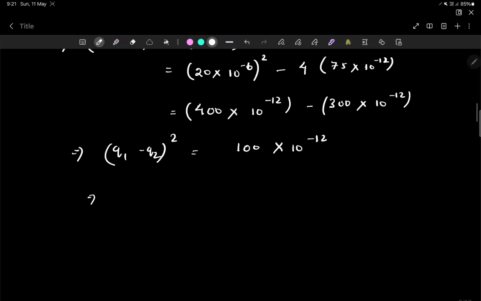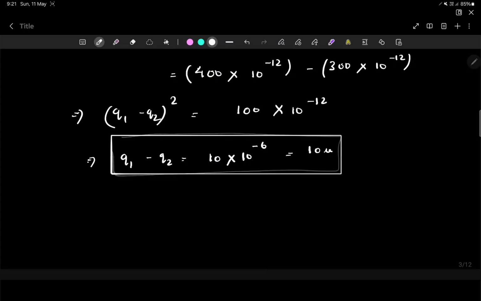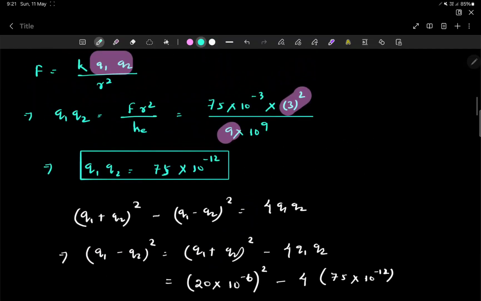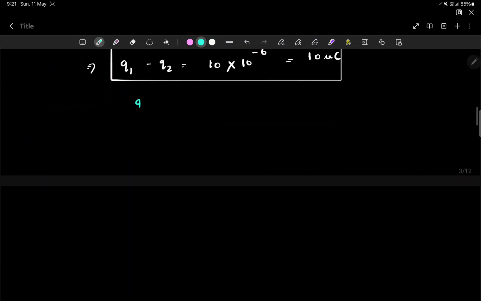Then what is the value of Q1 minus Q2? From this we can calculate Q1 minus Q2 as the square root of 100 into 10 to the power minus 12. The square root of 100 is 10, and the square root of 10 to the power minus 12 is 10 to the power minus 6. So the value of Q1 minus Q2 is 10 micro. Q1 minus Q2 value is 10 microcoulomb. So now we have Q1 plus Q2 equal to 20 microcoulomb.